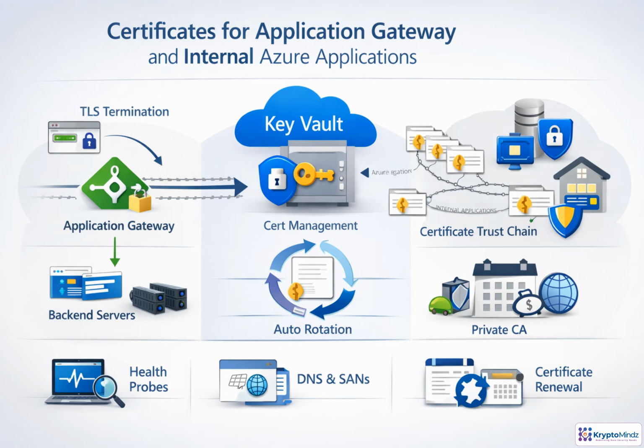At an Application Gateway, treat certificates as two separate problems: what the client sees and what the backend trusts. The gateway presents a certificate for TLS termination, ideally pulled and auto-rotated from Key Vault. When it talks to backend services, it validates their certificates, often against a private CA. Those backend certificates must match DNS and SANs, pass health probes, and fit your renewal plan, so the entire chain stays trusted end-to-end.